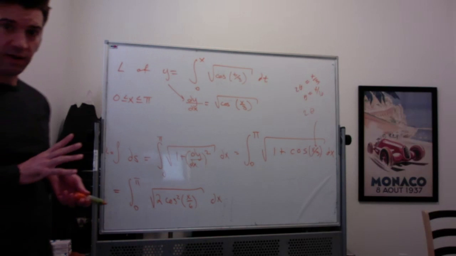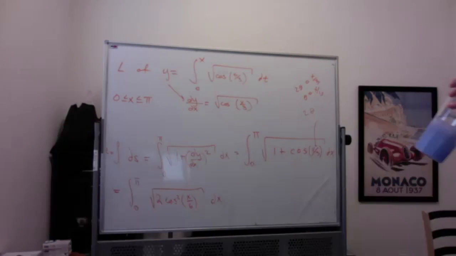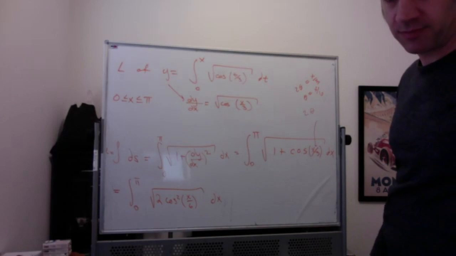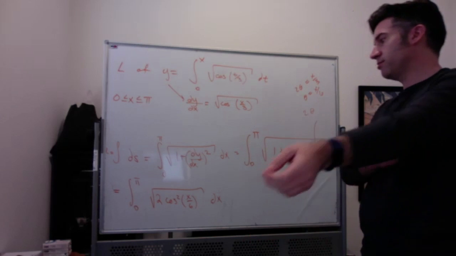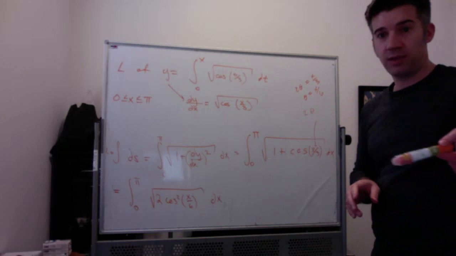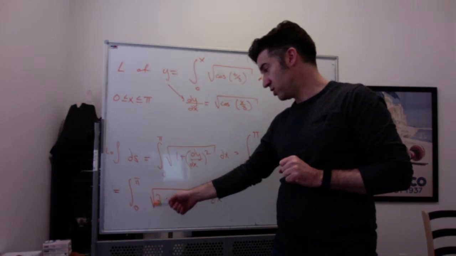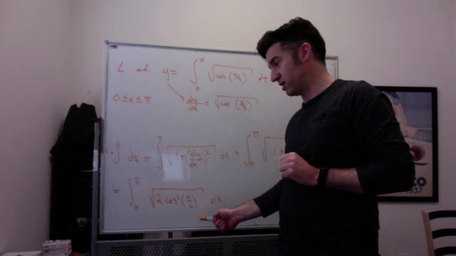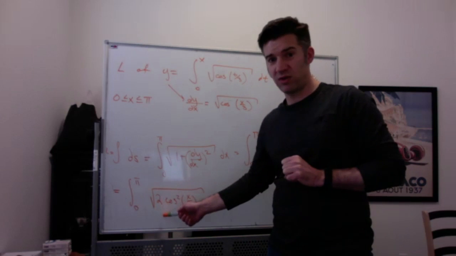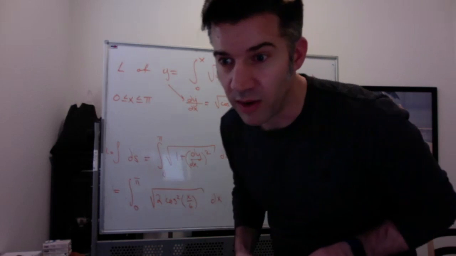Are there questions about this? Because I feel like there might be questions about this. Okay, here's what I would do next. The square root of 2 times cosine squared of x over 6. Square root of 2 is just a... Oh, could you explain why I had to multiply by 2?